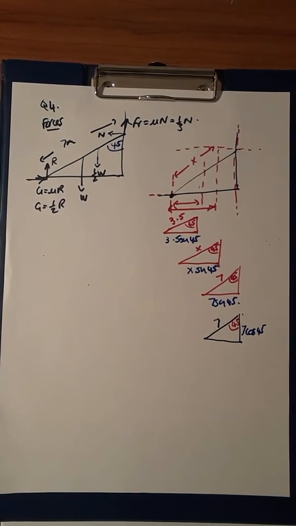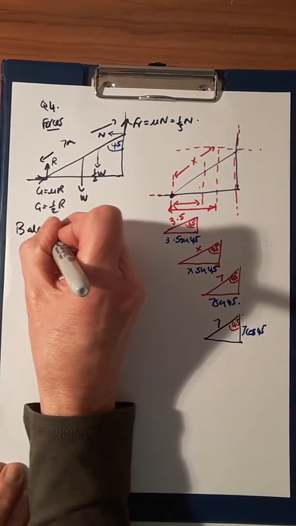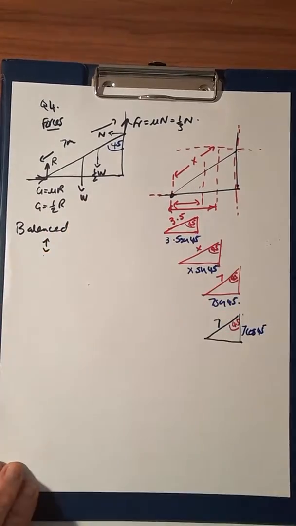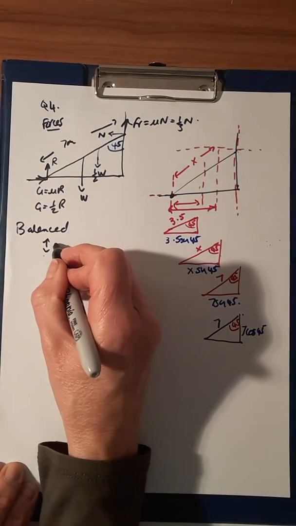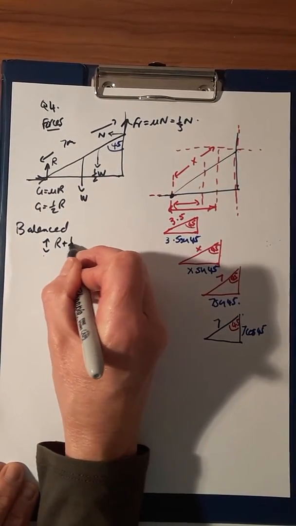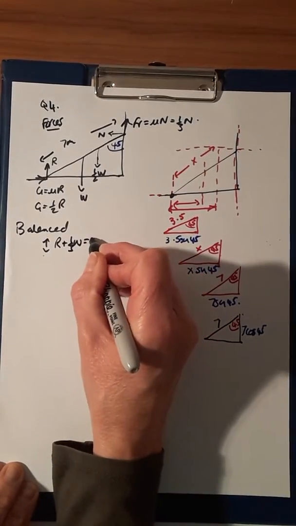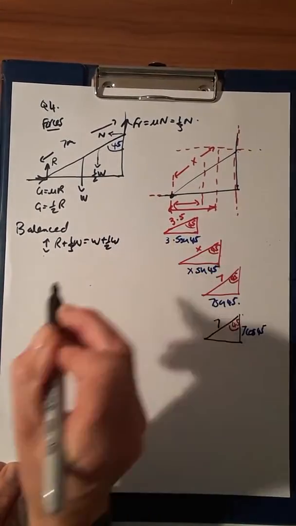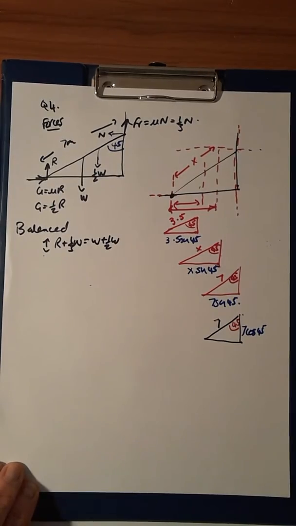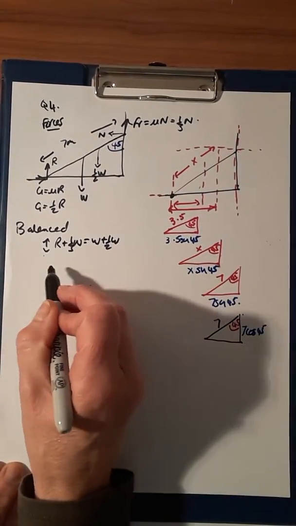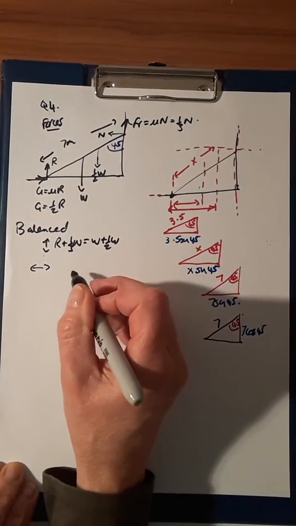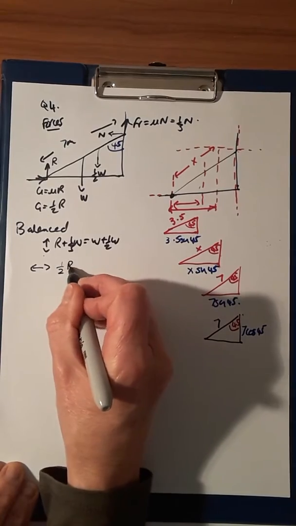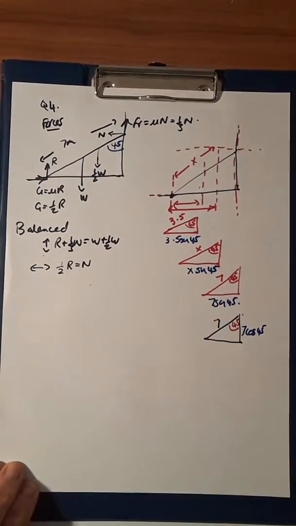Okay? Nearly there. It's balanced, this ladder. So if it's balanced, the up and down forces should be equal and the left and right forces should be equal. Right, so I've got up forces R plus 1/3 N equals W plus a half W. The left and right forces must be equal. So that means that the force coming from the left, a half R, must be equal to the one from the right, which is N.